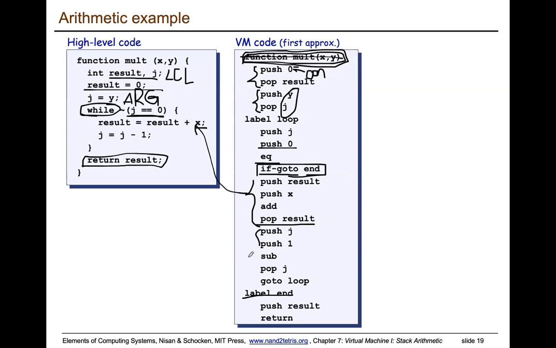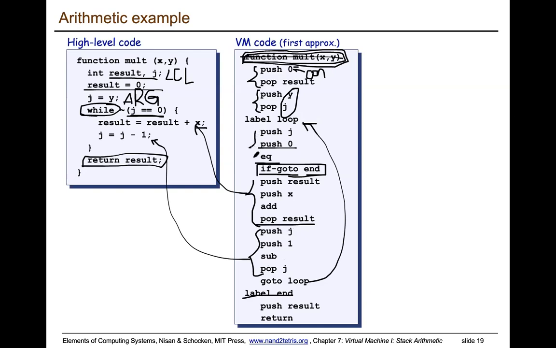And the remaining, this one is this guy, right? j equals j minus 1. It means j minus 1 and put it into j. And then I go back to the loop, right? Go back to here. So it looks like a while loop.